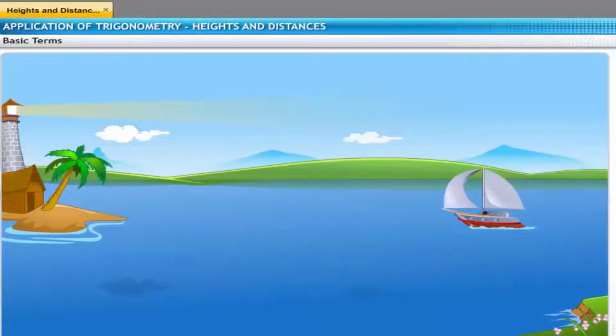For example, the distance of an island from the ship, or the height of a lighthouse that is at a certain distance from a ship, or the height of a mountain, and the speed of a moving object. Yes, if we know some suitable angles and distances, we can apply trigonometry to find the required heights and distances. Let's learn more about this. We'll begin with a simple example.